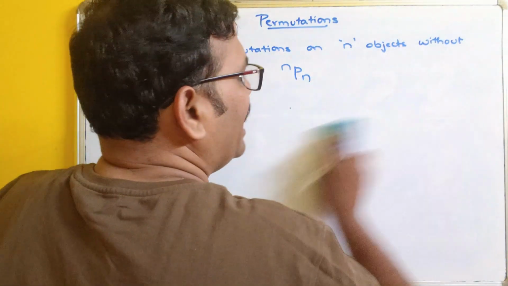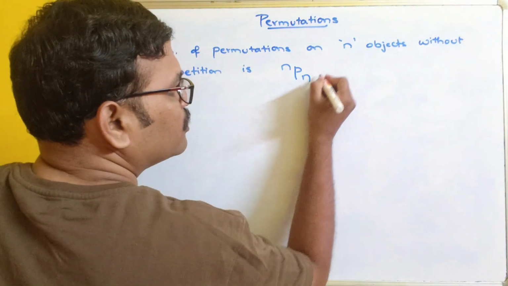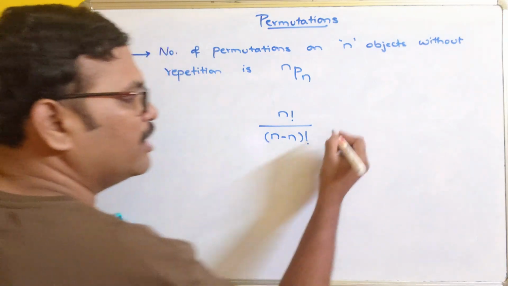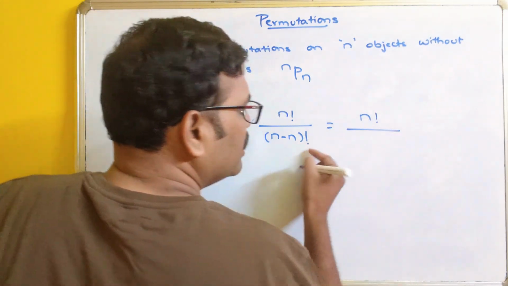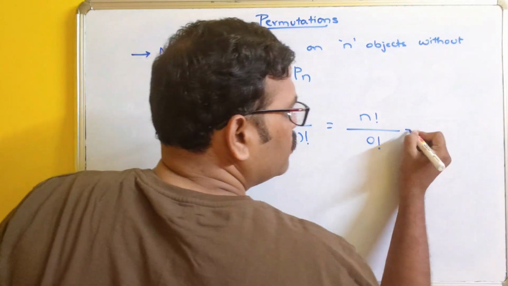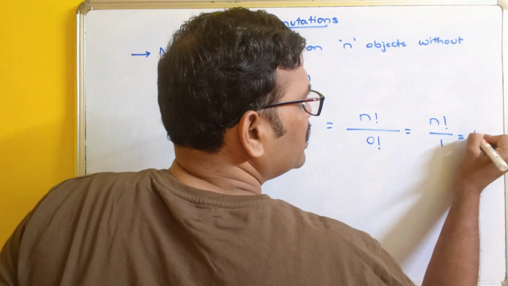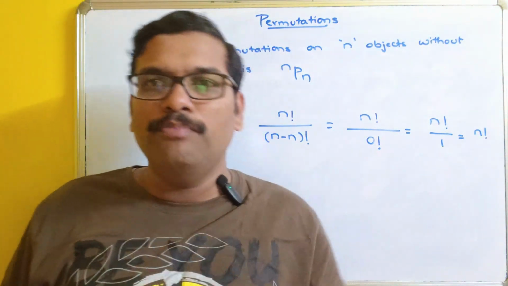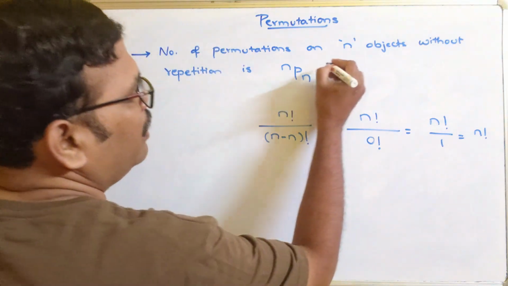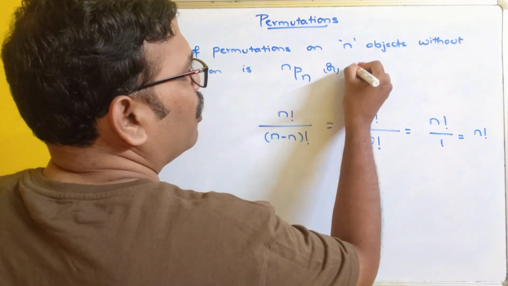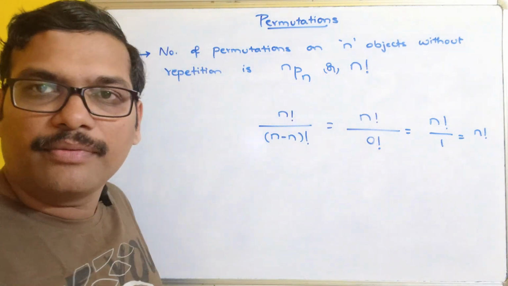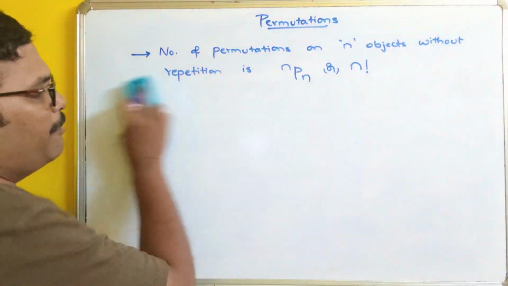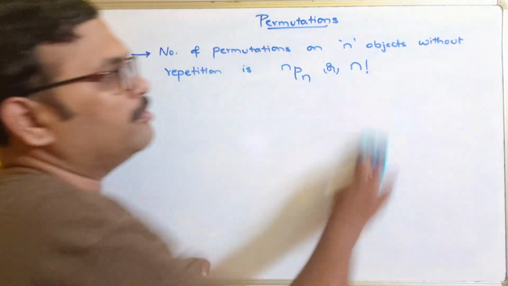So what is this nPn? If you solve this, it becomes n factorial by (n minus n) factorial, because r is equal to n, which is n factorial by 0 factorial, and 0 factorial is equal to 1. So it is nothing but n factorial. That means if you want to find the arrangements of n objects without repetition, it is nPn or n factorial. That is the first and a basic formula. Just remember, we'll solve different problems related to this.